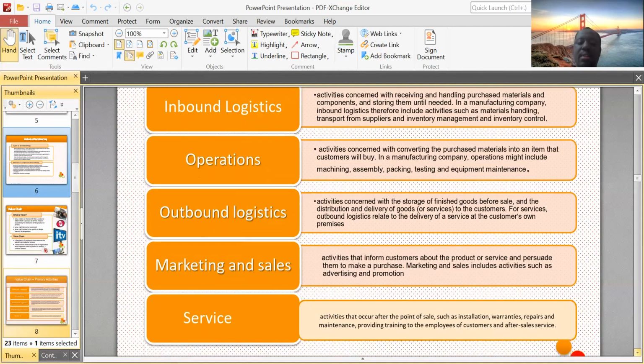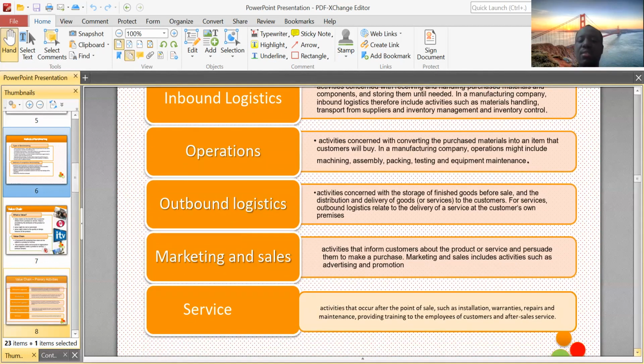Then you move on to marketing and sales. These are activities that inform customers about the product or the service. So here you are talking about promotion, about making the product known. Very, very crucial. Then you have service, or after sales service.